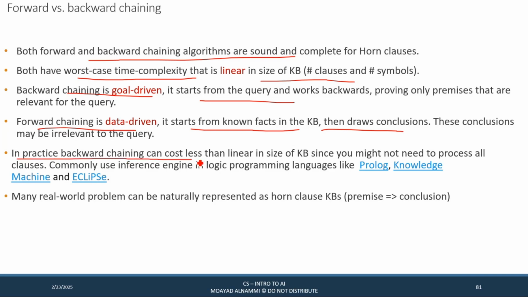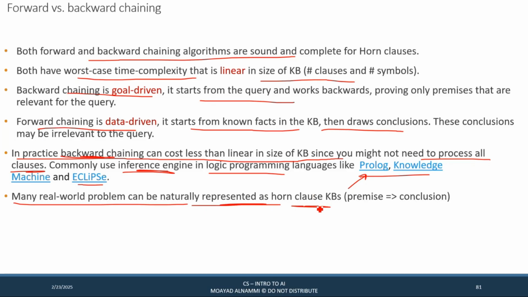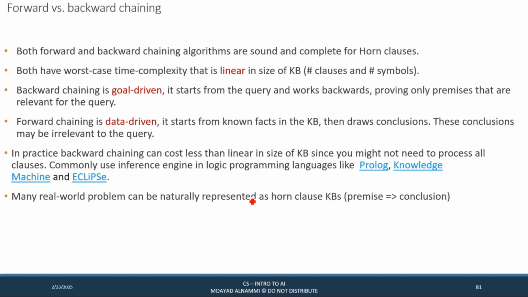In practice, backward chaining can cost less than linear in size of the KB because you might not need to process all the clauses, meaning as you accumulate your subgoals starting from your query, you may not need to add the entire set of clauses to your subgoals. Because of this saving that might happen in practice, it is the common inference engine that is used in logic programming languages like Prolog, Knowledge Machine, and Eclipse. We'll show some examples of how to use Prolog. And many real-world problems can be naturally represented as Horn clauses, which are premises implies conclusions. That is one good thing about Horn clauses.